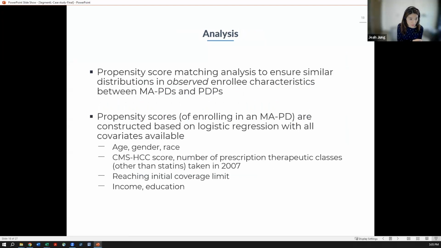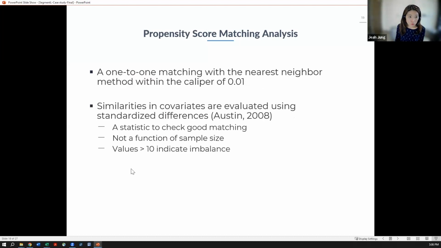And the analysis was a really simple analysis. We just did propensity score matching. I'm very well aware this is based on only observed characteristics, but this was just a simple comparison, right? So we constructed a propensity score of enrolling in MAPDs from logistic regressions, including all the covariates we had. And then it was one-to-one matching. We wanted to create a very narrow, tight sample of similar characteristics. So we used one-to-one matching without replacement, nearest neighbor, with a caliper of 0.01.